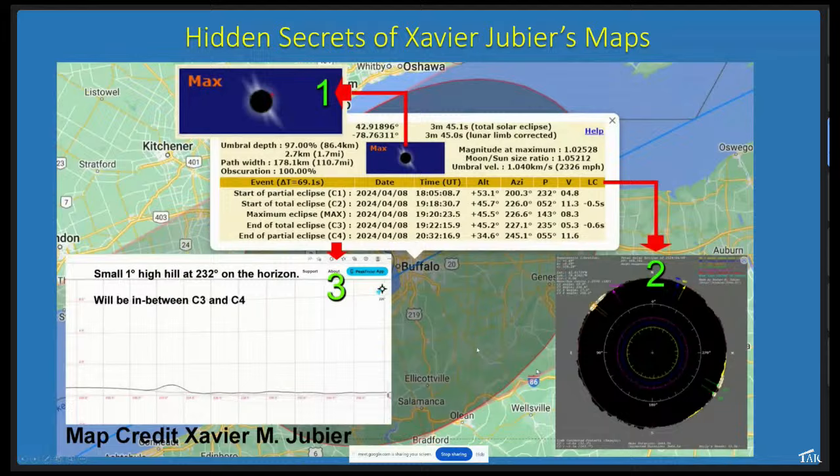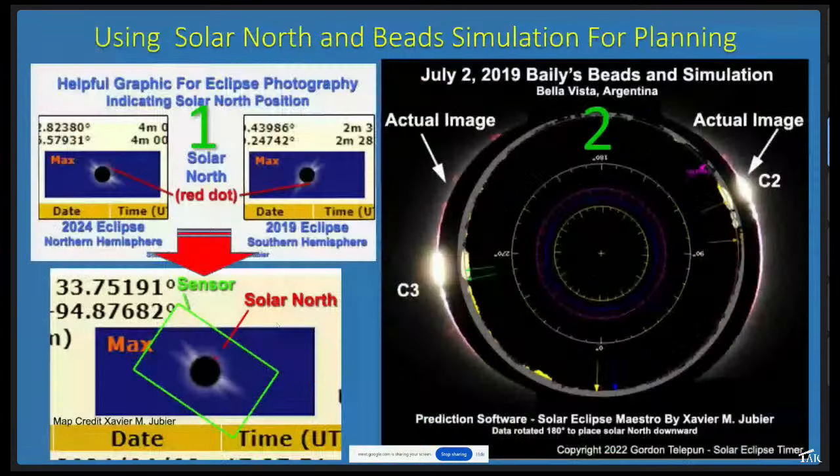And the C1 through C4 and the max in these parentheses right here are not just labels, those are hyperlinks. If you click on those, you go to an external website called Peak Finder, and it gives you the elevation of the horizon for that time and that location. So it's very powerful to plan landscape eclipse shots. So going back to number one, we all know about the red tick. What you want to do is use that to get that angle. So you angle your sensor to match the equator of the sun.